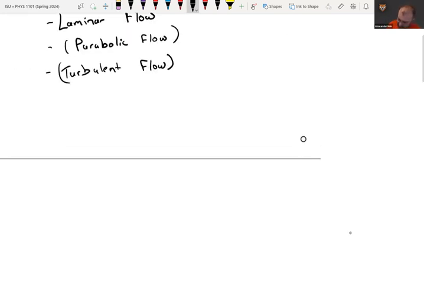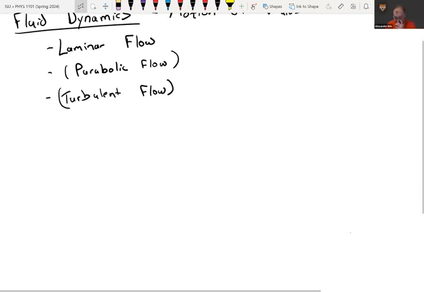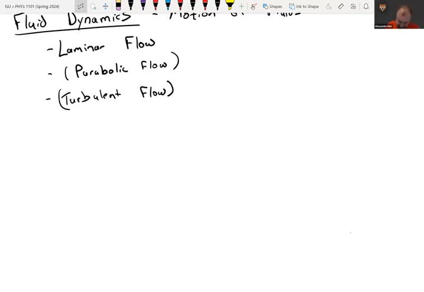Like I said, we're going to be focusing on two different equations in order to solve things. When you have a fluid flow problem, you're probably going to write down these two equations, figure out what you know and what you don't know, and then use the equations in tandem to find what you're looking for. So the first one is the continuity equation.